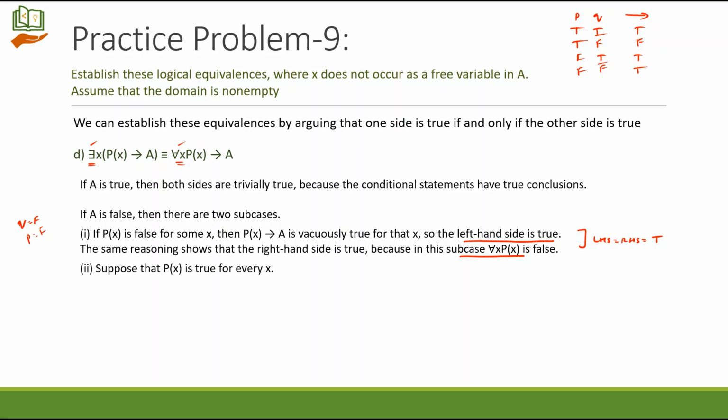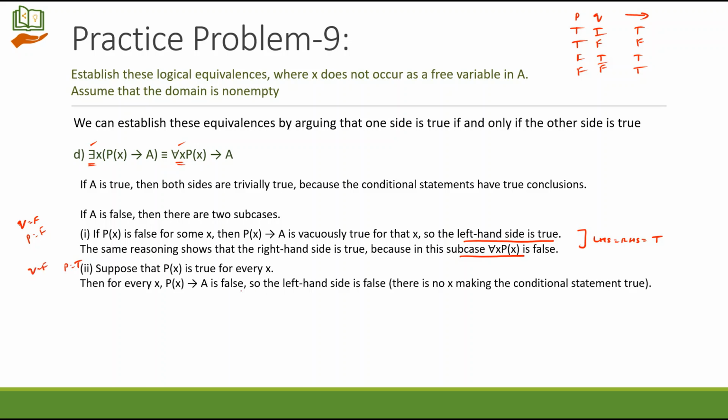Suppose that P of X is true for every X. This is with respect to P is equal to T and Q is going to have F. Then for every X, P of X implies A is false. So LHS is false. There is no X making the conditional statement true because we are applying it to all values of P of X, because this combination will always end up in false.